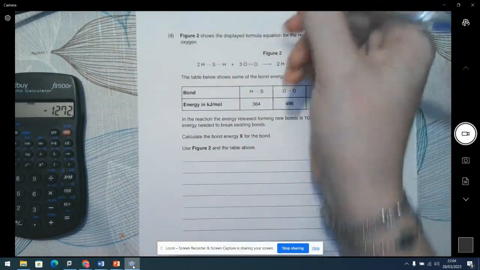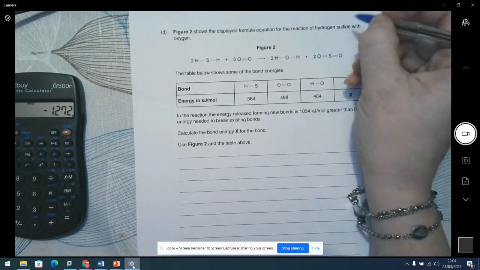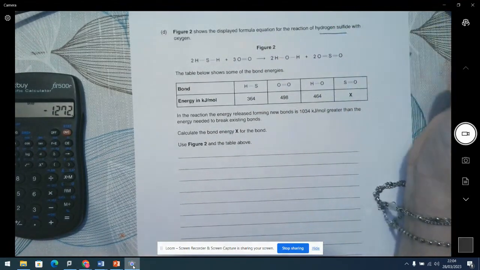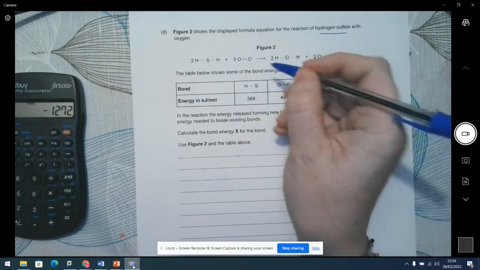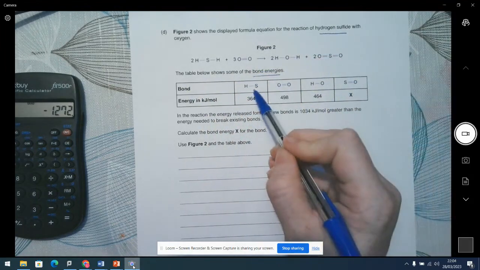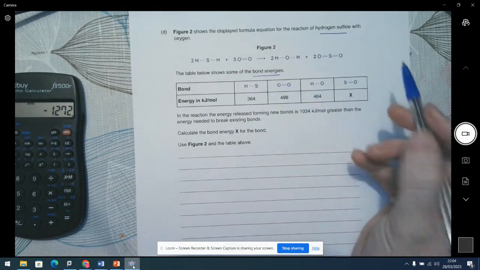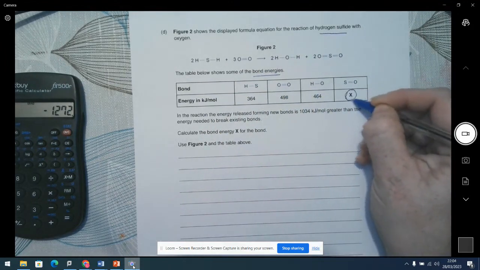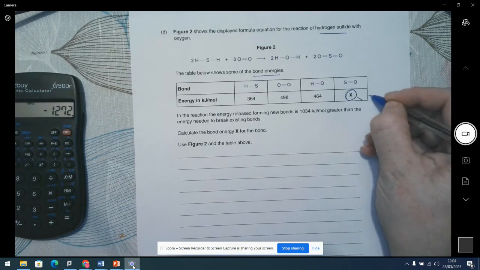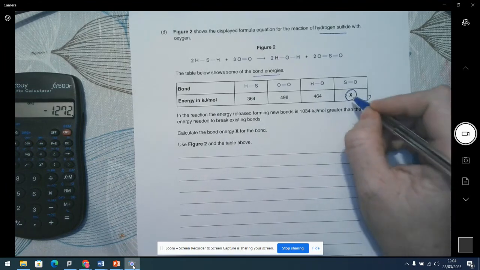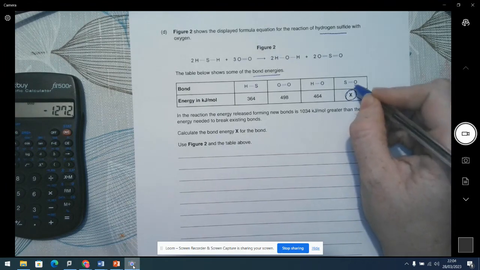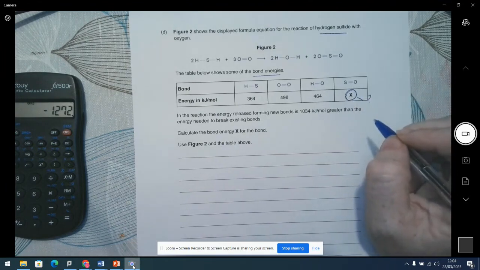Figure 2 shows the displayed formula equation of the reaction of hydrogen sulfide with oxygen. And the table below shows the bond energies. So I can see the bond energies for each one, but lo and behold, I do not know the value of that specific bond. And the question is going to get me to work out what the value of one of these bonds is.